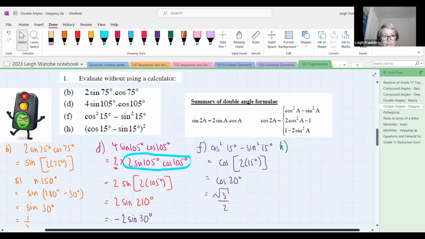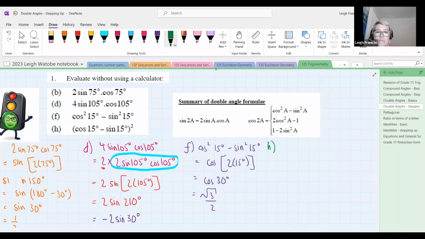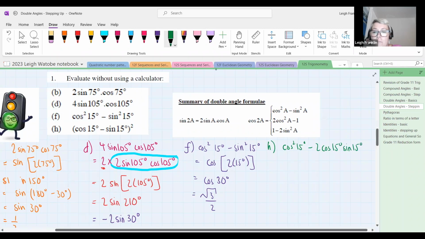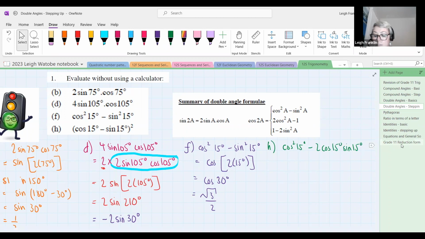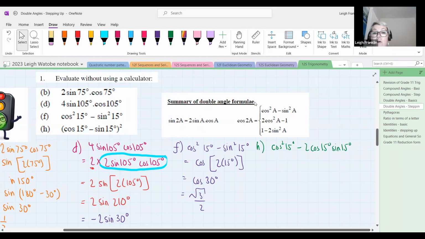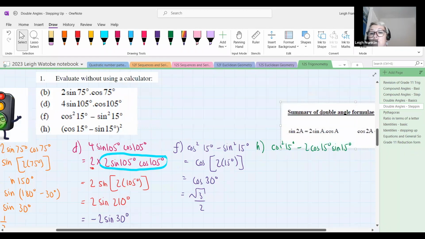I said cos squared into 15 minus 2 cos into 15 multiplied by sine into 15 plus sine squared into 15. Good, well done. Now I'm running out of space on the page. Let me just see if I can navigate over a little bit. I can't. What I'm going to do is I'm going to do.